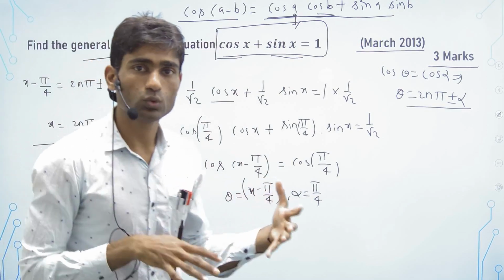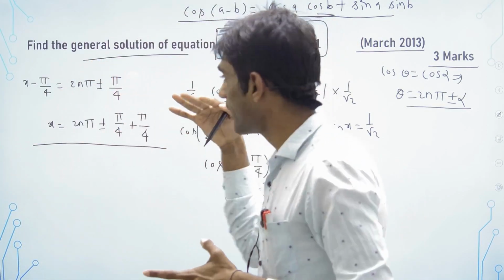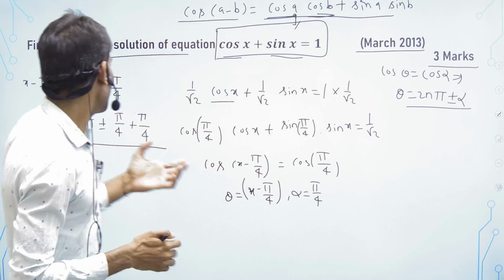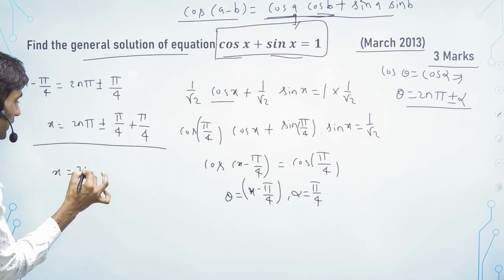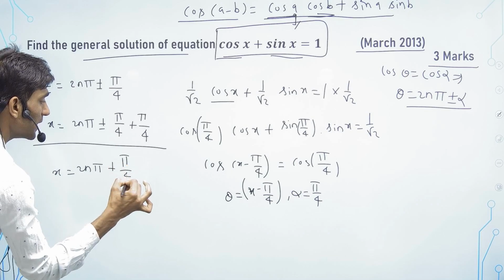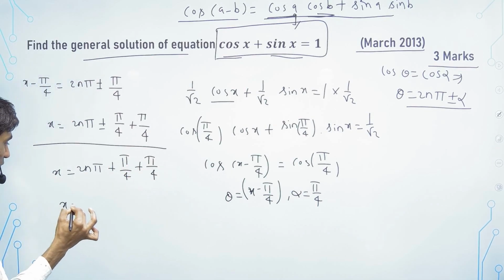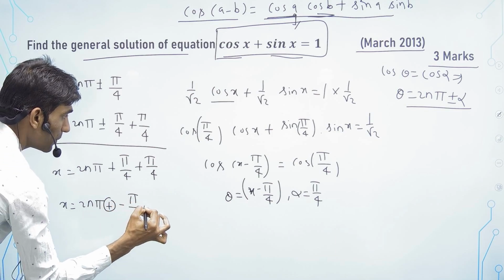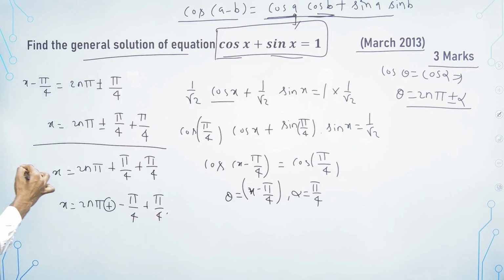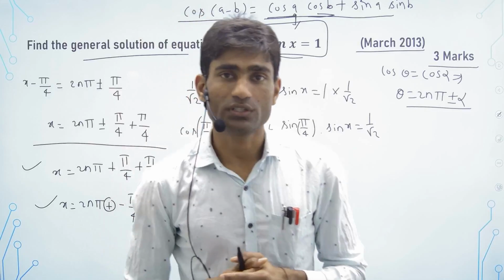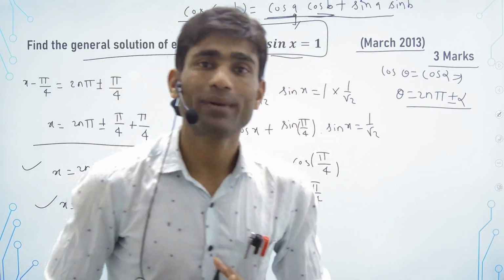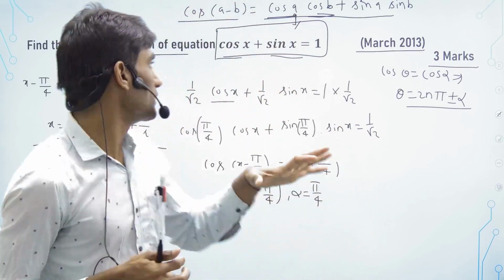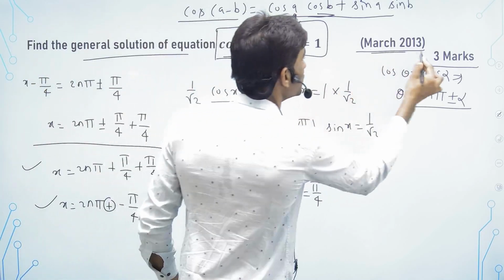If you want the solution for the next step, go for the plus sign separately and the minus sign separately, and you will get two different solutions. So we get x as 2n pi plus pi by 4 plus pi by 4, and the second one, x is equal to 2n pi, here we get minus pi by 4 plus pi by 4. These are the two required general solutions. So here we can observe that when we have two trigonometric identities, we get two different general solutions. I hope you have all understood that solution, asked in March 2030 for 3 marks.